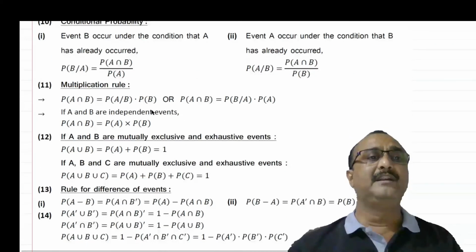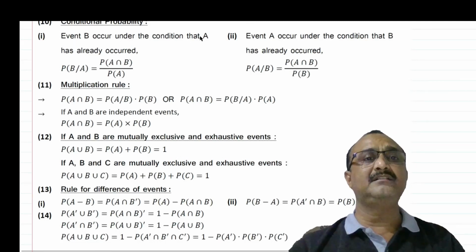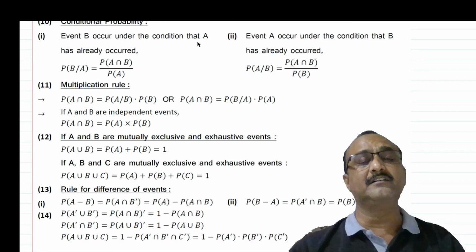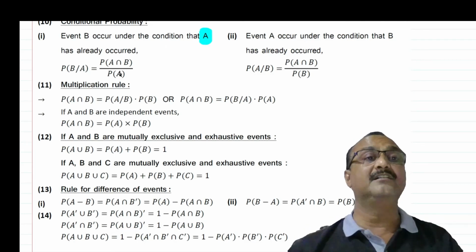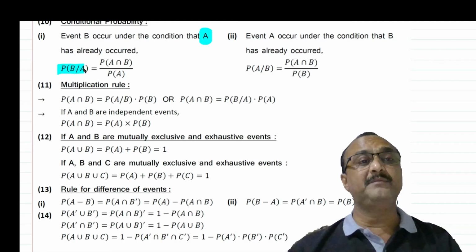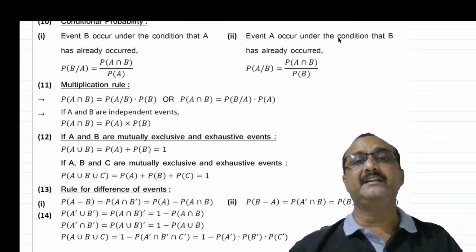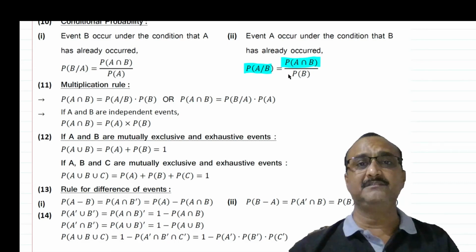Okay, now rule number 10 is conditional probability. The event B occurring under the condition that A has already occurred means our first event is A. It is denoted by P of B given A, and the formula is P of A intersection B upon P of A. Another formula: the event A occurring under the condition that B has already occurred is denoted by P of A given B, and it equals P of A intersection B upon P of B.